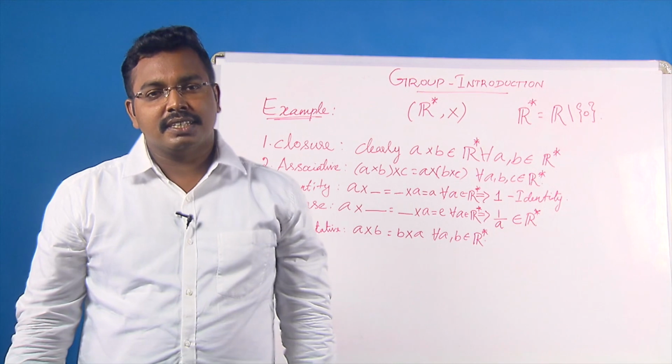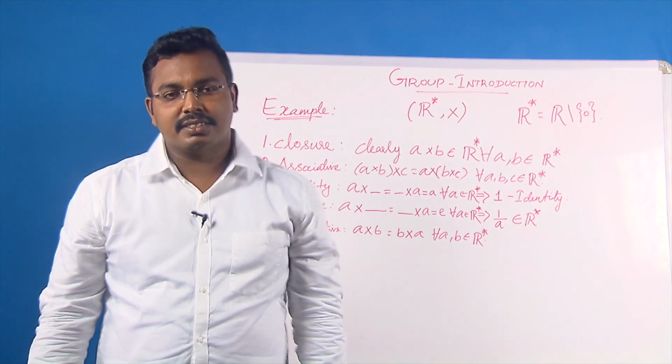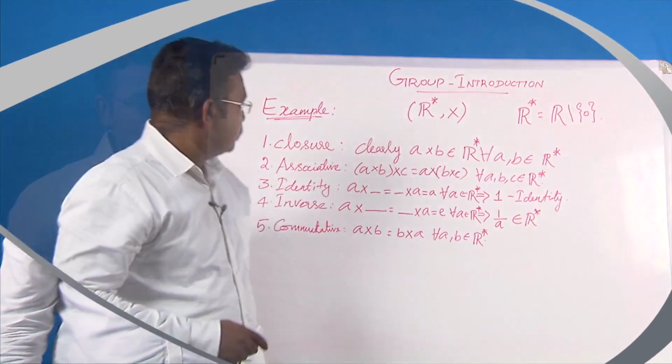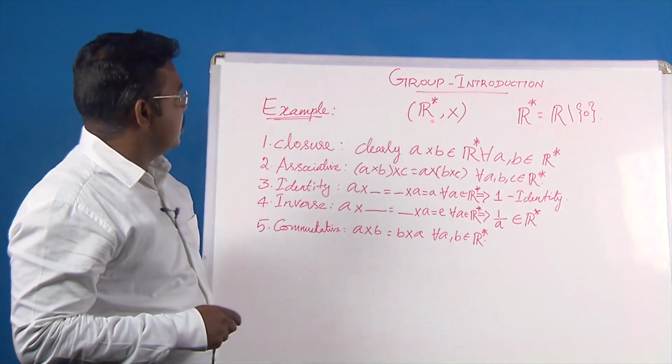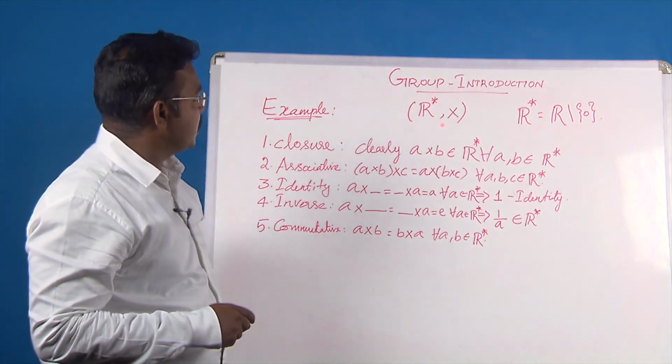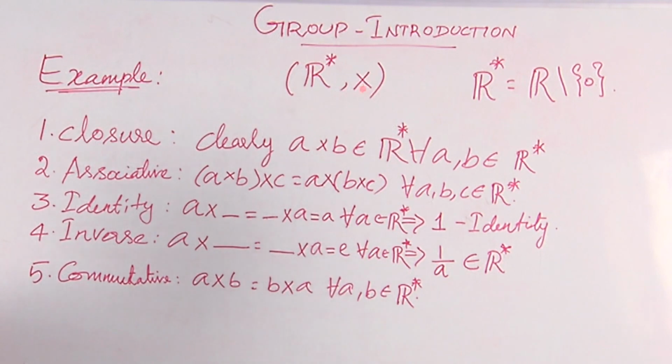Now, we consider another important set, the set of all real numbers. So, consider the set of all non-zero real numbers together with the usual product cross. R star denotes the set of all real numbers minus 0. This means the set of all non-zero real numbers. We are just avoiding 0 from the real numbers. We have to check whether R star comma cross forms a group or not.